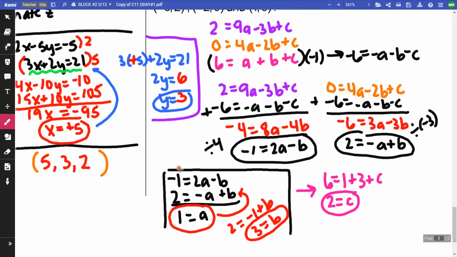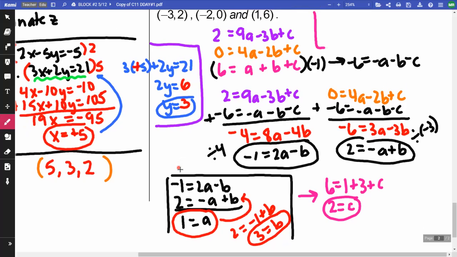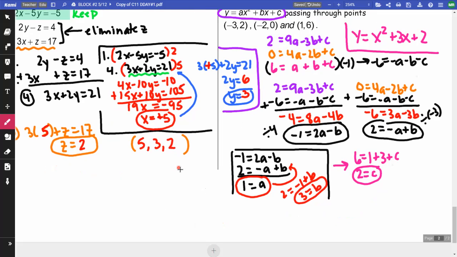And then we want to write our equation. And here I'm going to write our equation up here. Y is equal to A, so that's just x squared or 1x squared. And my B, so plus 3x plus 2. And that's our equation. So that's the end of that.